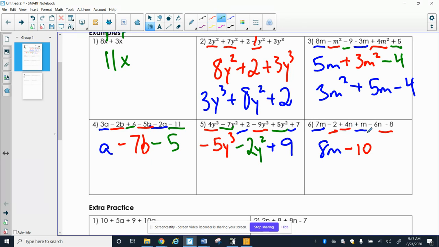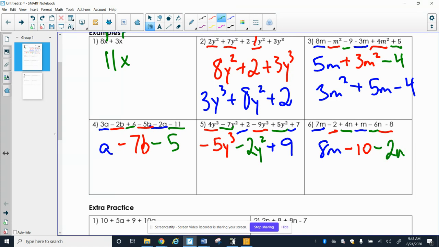Lastly, we have 4n. And a negative 6n. 4n minus 6n is minus 2n.